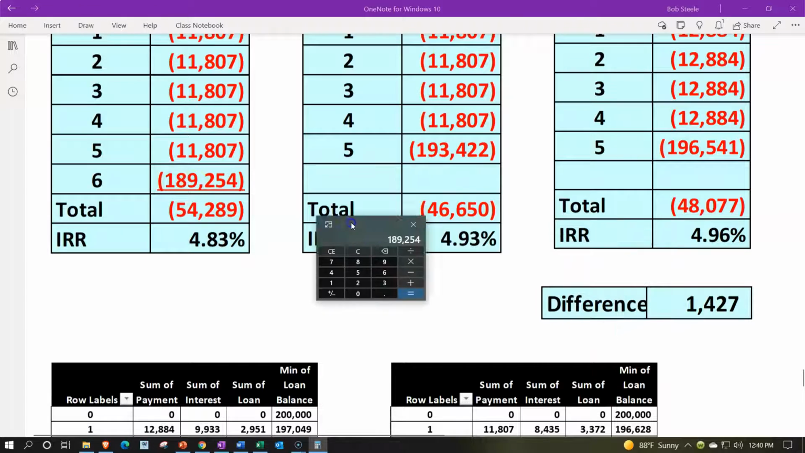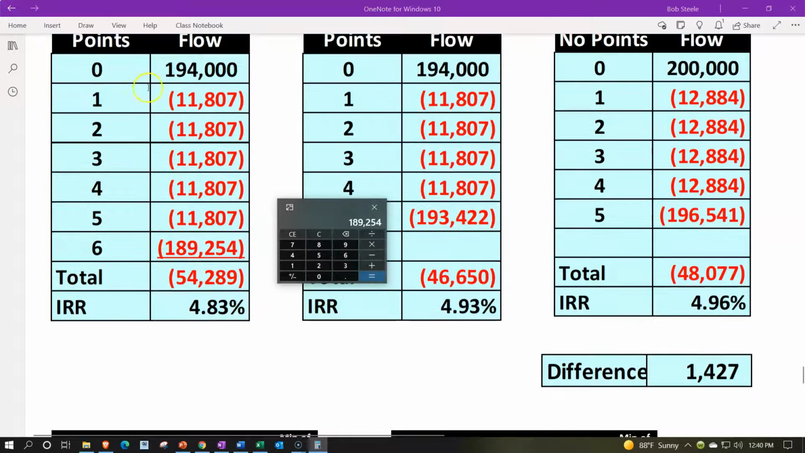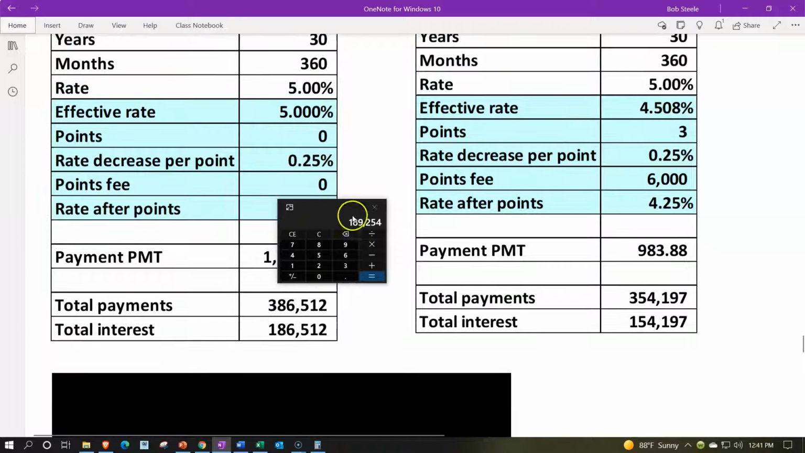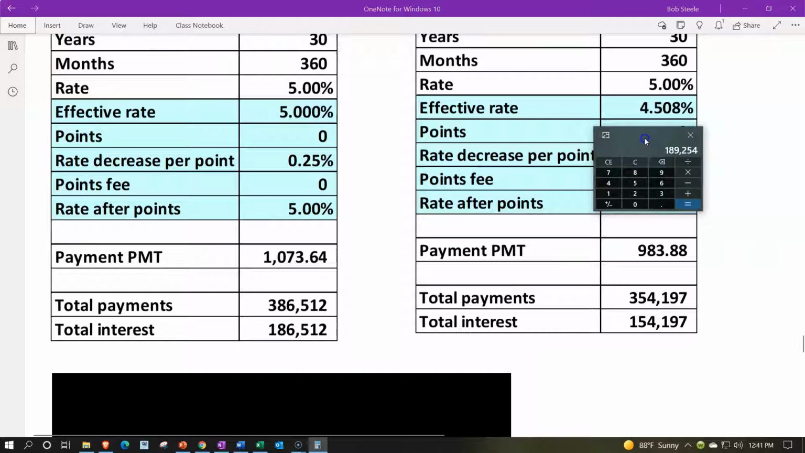So that's where we're getting the 189,254. So if we stopped at year 6 and sold the property, we'd have the inflow up front, we'd have the yearly payments that we're assuming, and then this outflow at the end of the 189,254. If we were to sum up the positives minus the negatives, we get a net negative of 54,289. If we use our IRR calculation, which represents the rate at which this series of payments would be zero, we get 4.83%. Now that's different than the rate up here when we looked at the effective rate, which was the 4.508.